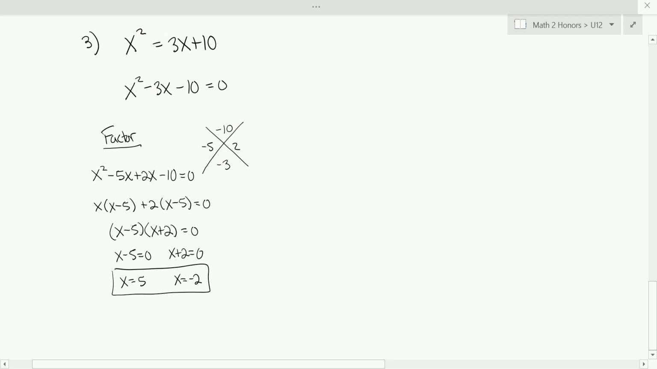What answers are we getting? -2 and 5, something like that, right? All right, then completing the square.